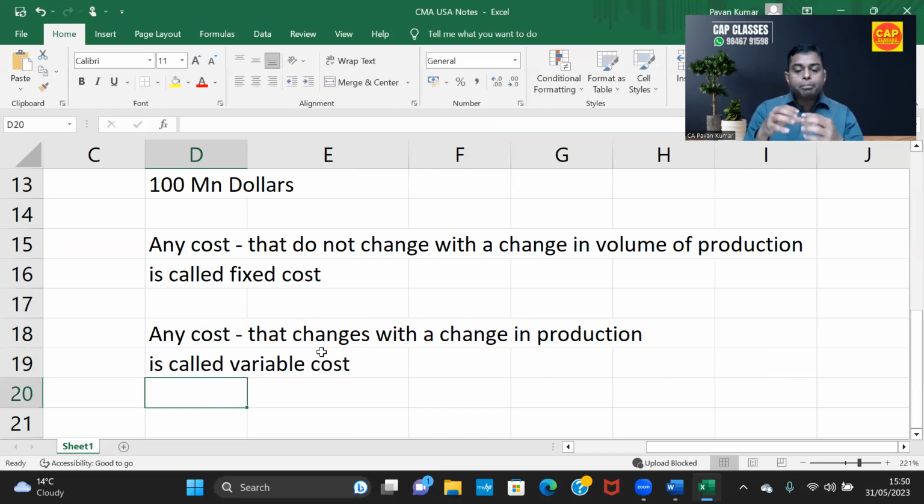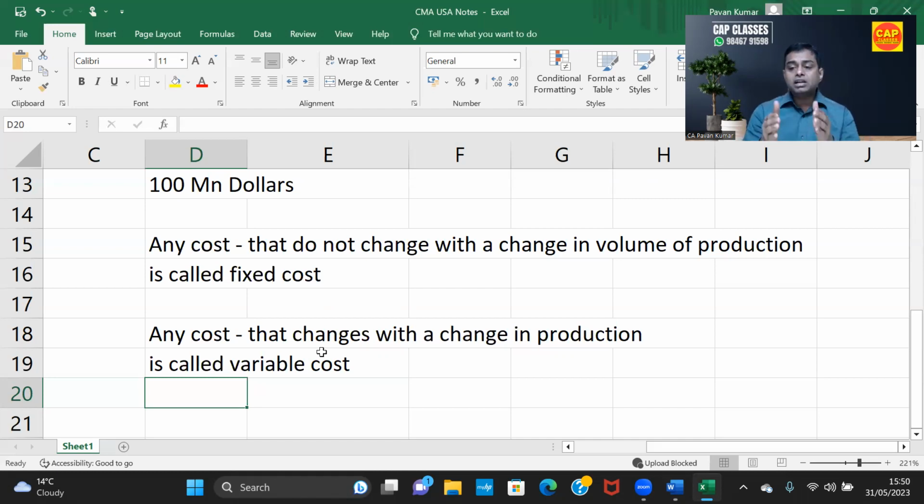That means you are trying to compare this with production volume. Production volume increased or decreased? Cost is also increasing, decreasing. It is variable cost. Production volume increased or decreased? Irrespective of that, this cost is remaining same. That is called fixed cost.